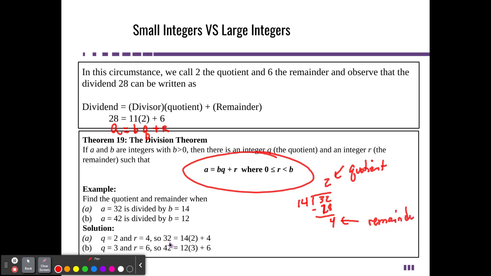32 is my A. So in this case, 32, my A, is equal to my B, which is 14, known as my divisor, and we multiply that by 2 and add 4 to it. That's my remainder, and this is my quotient. That will allow us to get this algorithm, or recursive process, going. You can take a look at the second one there and play around with it.